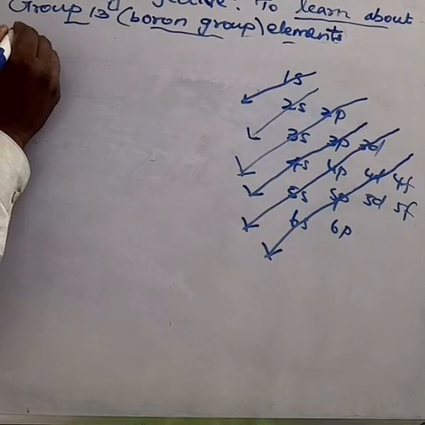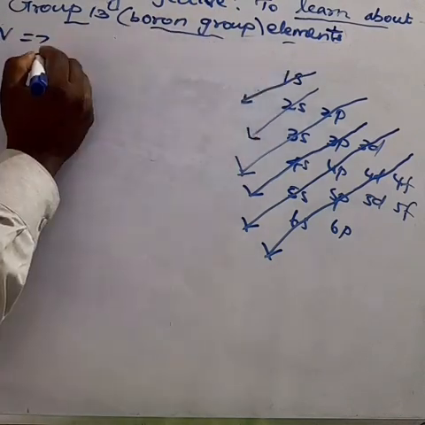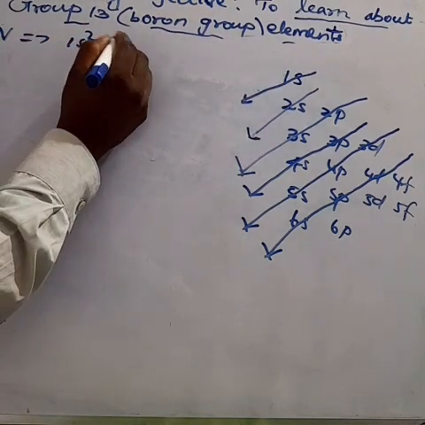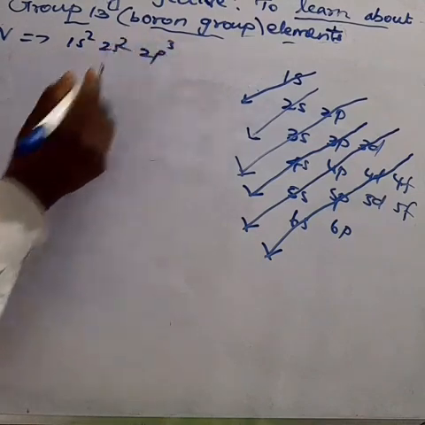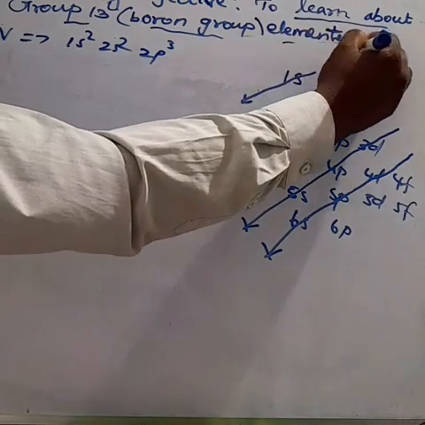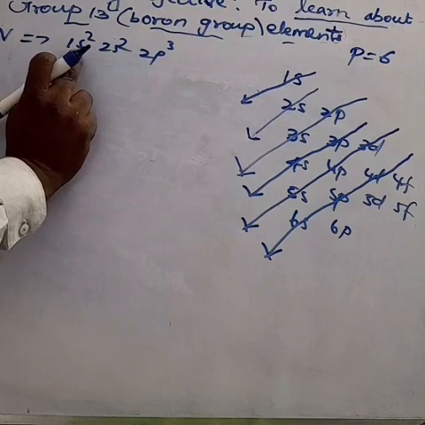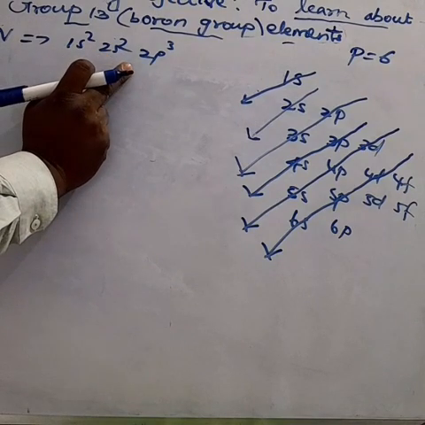What about nitrogen? N is 7. How will you write nitrogen? 1s2, 2s2, 2p3. The maximum accommodation in the p subshell is 6, and we have only 3 for nitrogen. Am I right? So how will you write? The electronic configuration is 1s2, 2s2, 2p3.